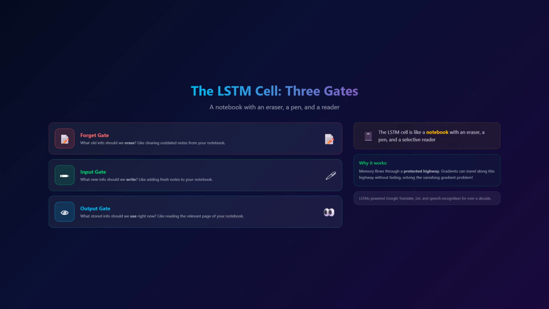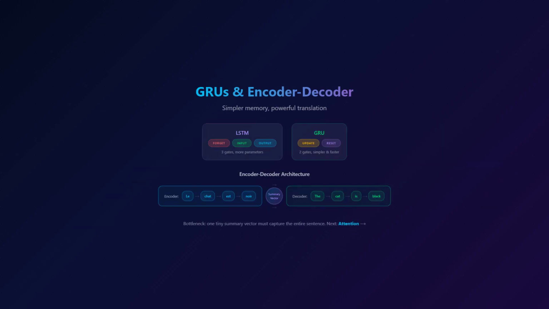Together, these 3 gates give the LSTM precise control over its memory. It can keep important information for hundreds of steps and forget irrelevant details. This solved the vanishing gradient problem because the memory flows through a protected highway that gradients can travel along without fading. In 2014, researchers created a simpler version called the GRU, or Gated Recurrent Unit.